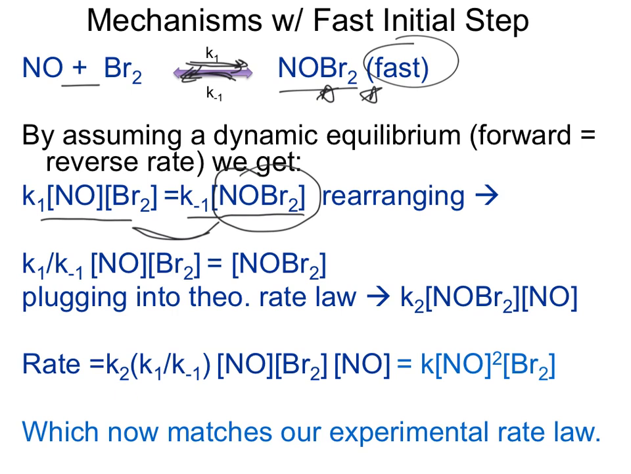So k2 times k1 over k minus 1 times NO times Br2 times NO, which was what we already had there. Okay, so basically when we compress this down, we end up with our rate being equal to this. We now see that our rate law from our mechanism actually matches our experimental rate law. So the mechanism that we saw in the beginning of this problem with the fast initial step is actually supported as being a plausible mechanism based on this reaction and the analysis we just did.